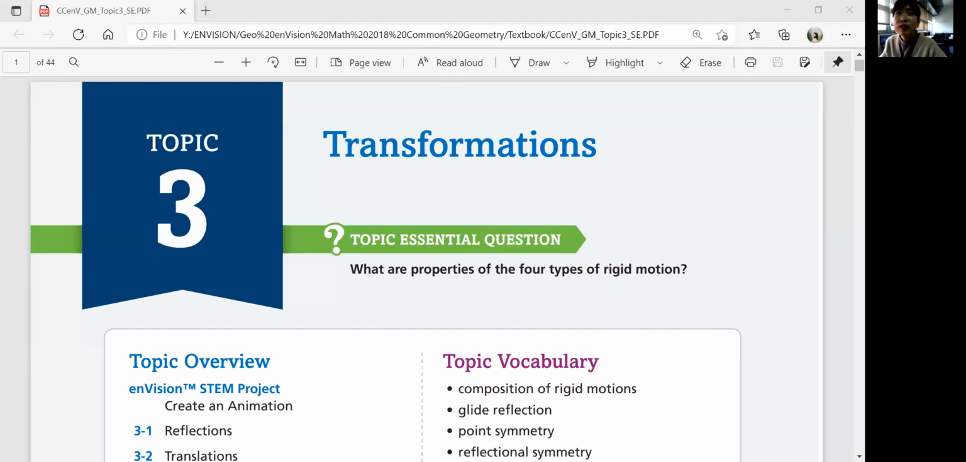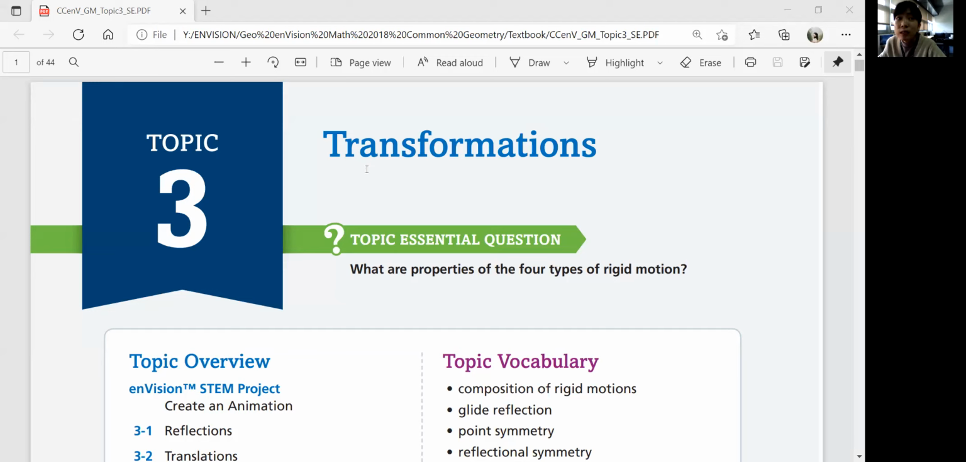This is geometry topic 3. Topic 3, transformations. In this topic, we are going to think about the properties of the 4 types of rigid motion. What are the properties of the 4 types of rigid motion?